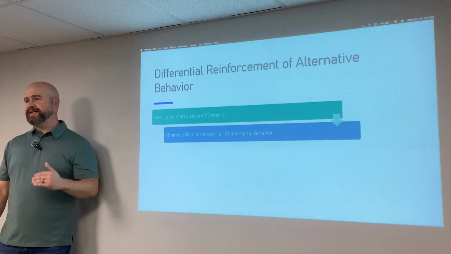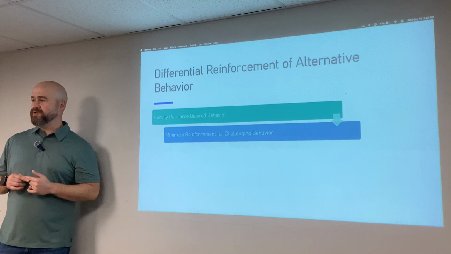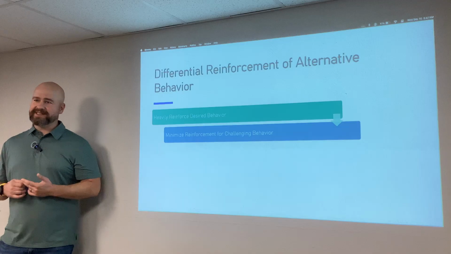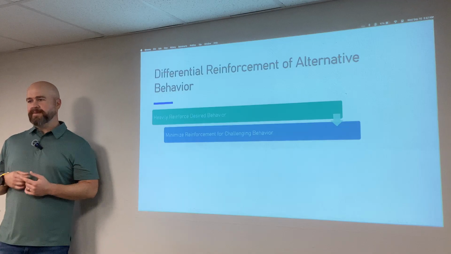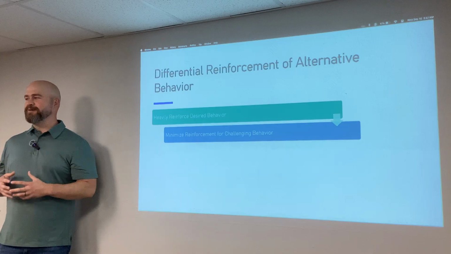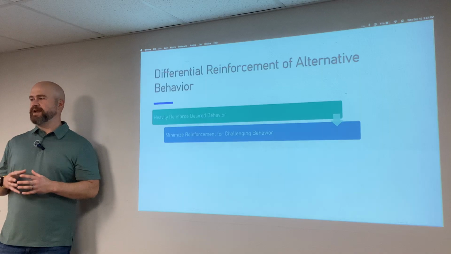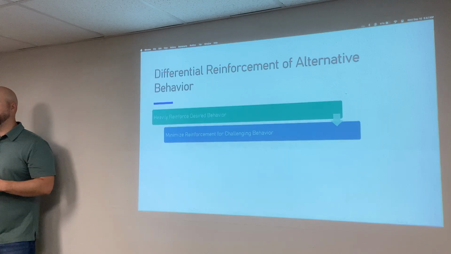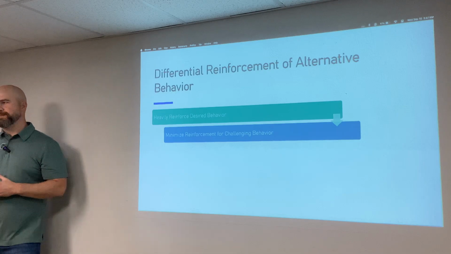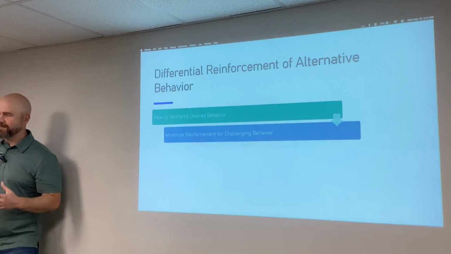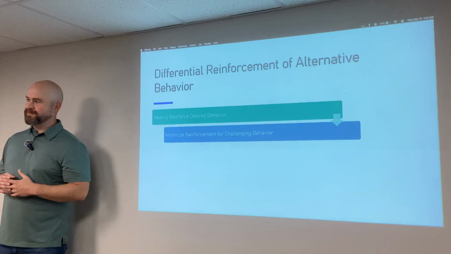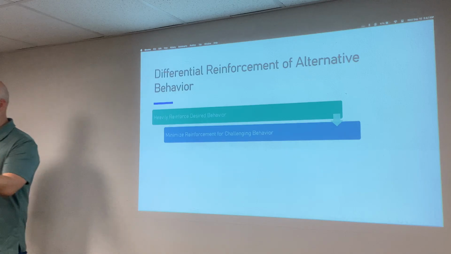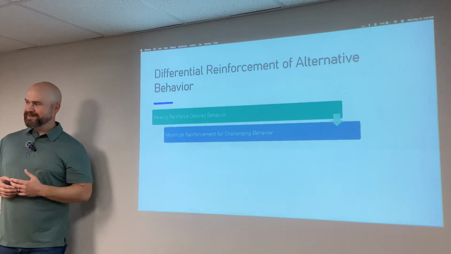So you notice how I didn't say put these problem behaviors on extinction. And I also didn't say punish these problem behaviors. We are going to minimally reinforce the challenging behaviors. And why do we minimally reinforce challenging behaviors? Especially aggression, property destruction, and self-harm. Won't it happen more often? Well, if we reinforce, I mean, yeah, it will, right?